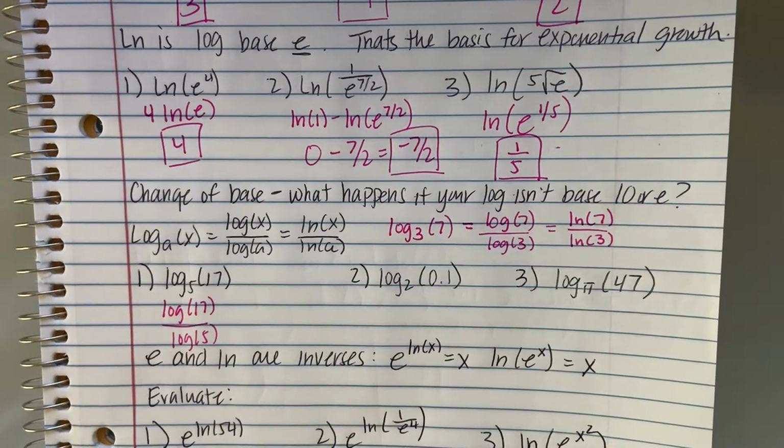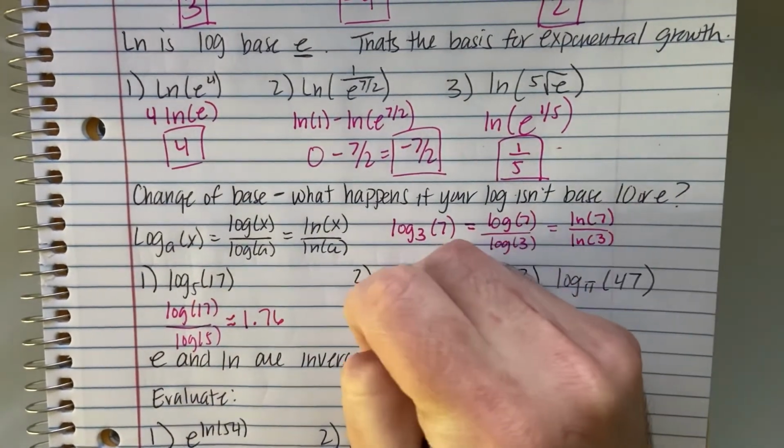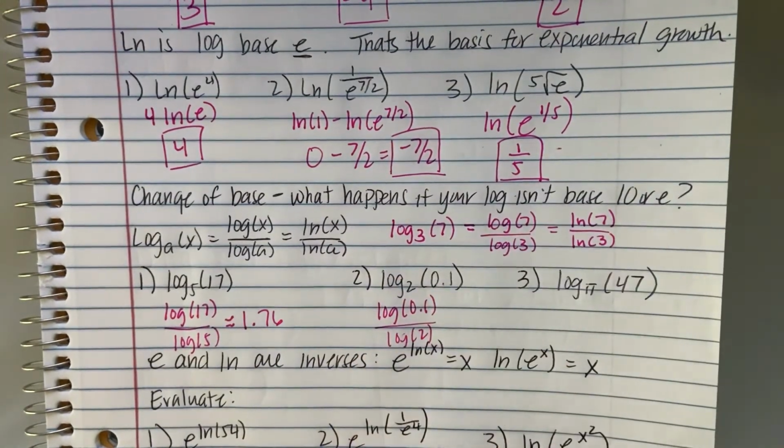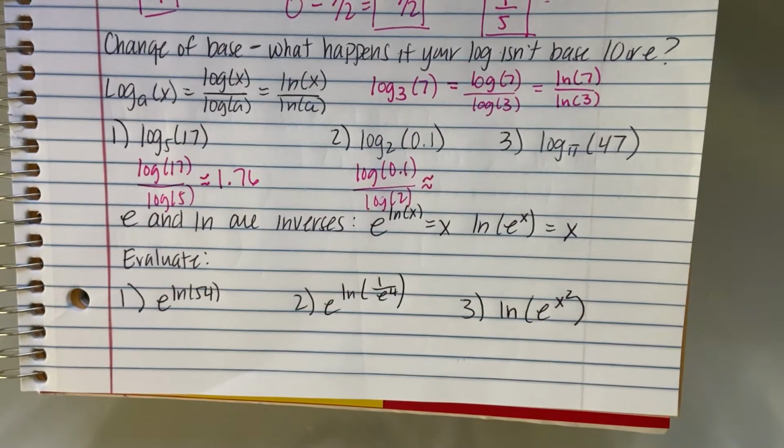Let's see. Log of 17 divided by log of 5 is 1.76. Similarly, log of 0.1 over log of 2 is approximately negative 3 point something. Negative 3.32.